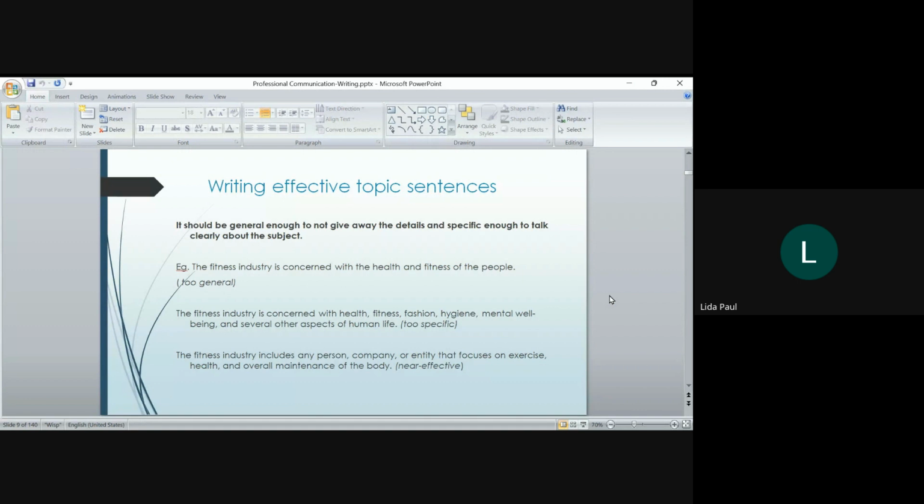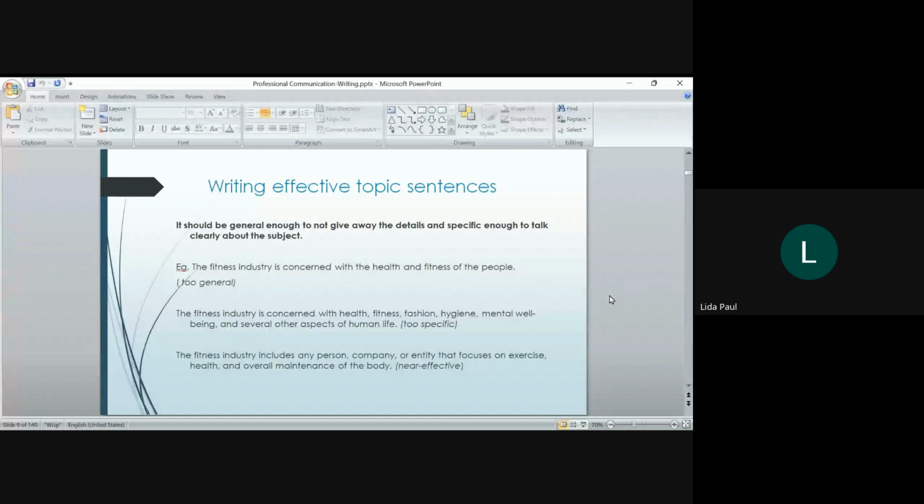So the first sentence says the fitness industry is concerned with the health and fitness of the people. The second one says the fitness industry is concerned with health, fitness, fashion, hygiene, mental well-being, and several other aspects of human life. The last one is the fitness industry includes any person, company, or entity that focuses on exercise, health, and overall maintenance of the body, right?